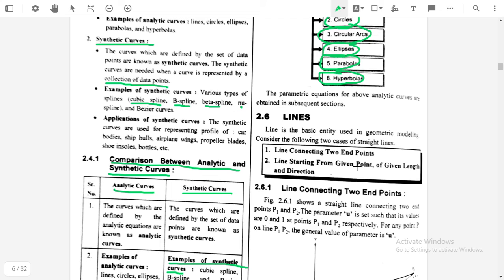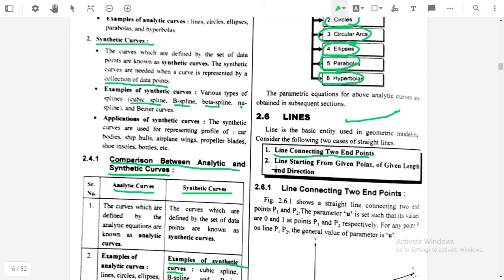How can we represent the line, which is a type of analytical curve, by some equations? There are two types of line. The first type is the line connecting two endpoints. Suppose this is the starting point of the line and this is the ending point, and the line is defined by joining these two points. In this way we can define one line.